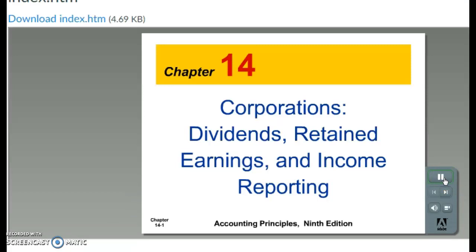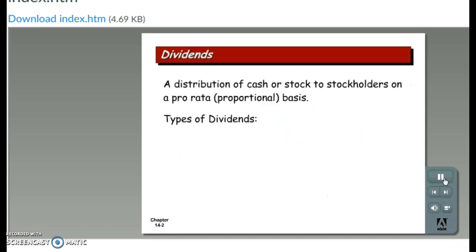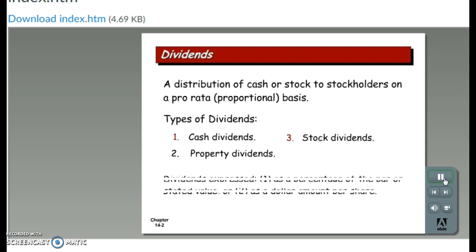Chapter 14, Corporations, Dividends, Retained Earnings, and Income Reporting. Dividends are distributions to stockholders. The dividends can be in the form of cash dividends, property, or stock dividends. Dividends are expressed as a percentage of the par, or stated value, or as a dollar amount.